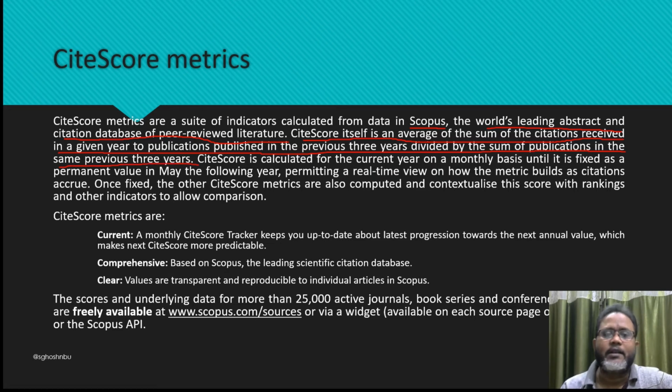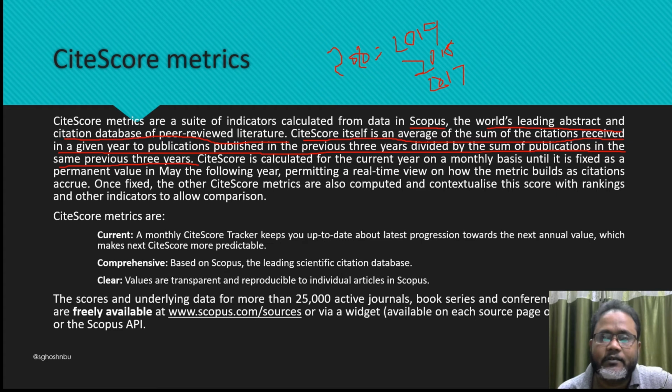Now what does it mean? This means the average of the sum of the citations received in a given year to publications published in the previous 3 years. So this is 2020, so it is counting 2019, then 2018, and then 2017.